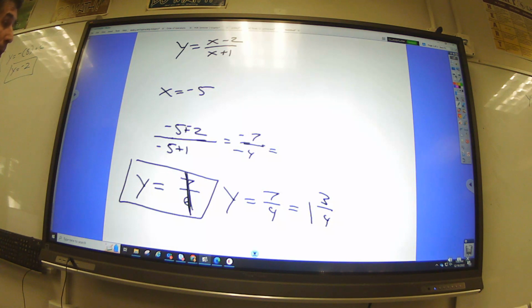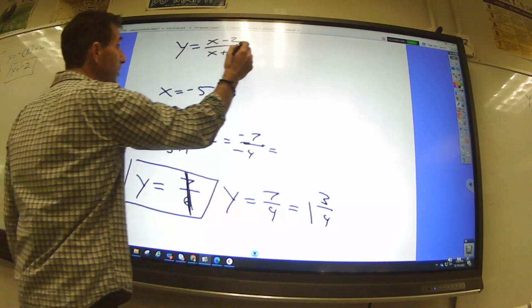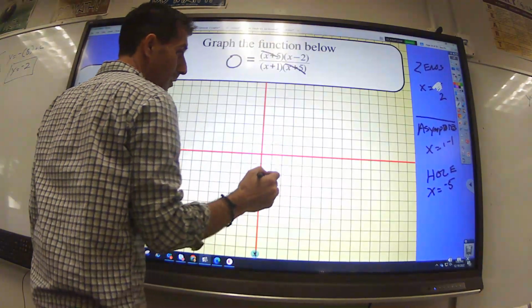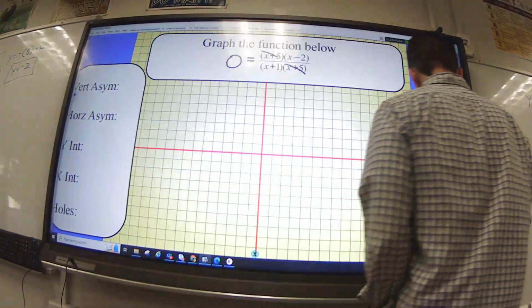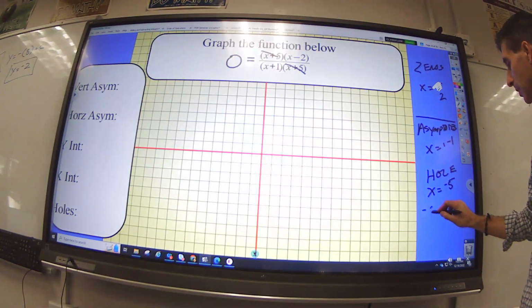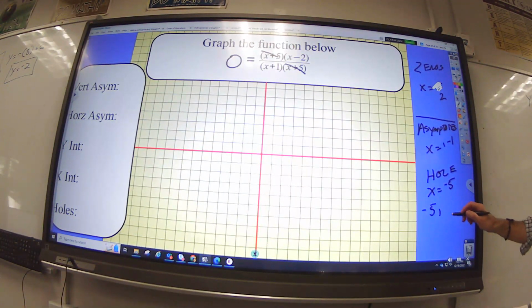So, remember trying to find the hole? You guys remember what a hole is? The hole is the open circle. X gets the open circle. X is -5 and y is 1 3/4. Is that what we said? Y is 1 3/4. Okay, let's put everything that we know.